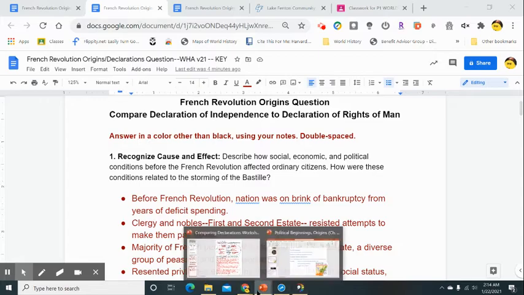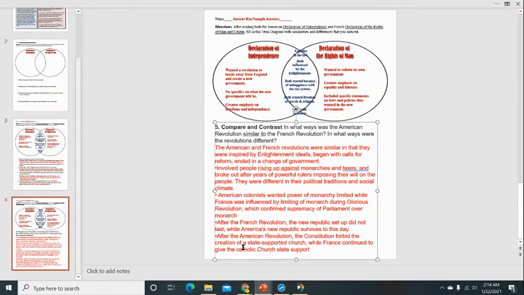But coming back to this, the colonists wanted the power of the monarchy limited, while France was influenced by limiting the monarch during the English Glorious Revolution. Remember, that was the idea that when William and Mary came back, they were confirming the supremacy of Parliament over the monarch. But there were different political traditions in both. They were both different in their political traditions and social climate.